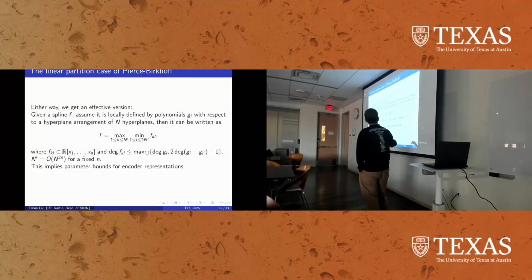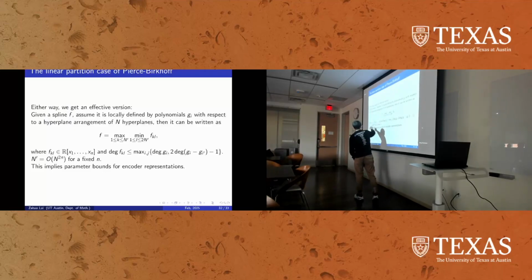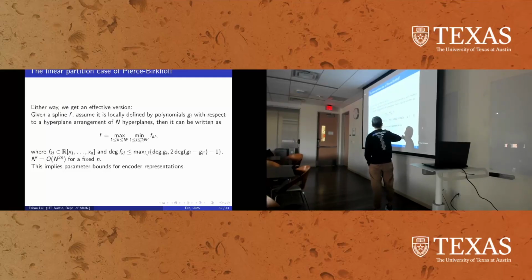And then this directly gives us an effective version. The effective version of Peirce-Birkhoff says that if you have a spline locally defined by polynomials with respect to some hyperplane arrangement of N hyperplanes, then this spline can be written as a max-min of some polynomials. The number of polynomials f is controlled: this n prime is bounded by O(n to the n). So we have a bound on the number of f_KL we use, and we also have a bound on the degree, which is bounded by the maximum of g_i and 2 times g_i minus g_i prime. So we have an effective bound.